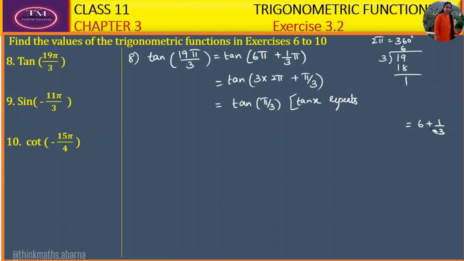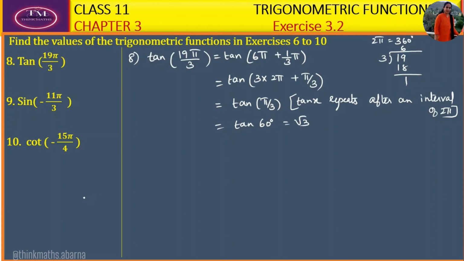Let me erase this. Tan x repeats after an interval of 2 pi. So what is tan pi by 3? Tan pi by 3 is nothing but tan 60 degree. Tan 60 degree is root 3. So for the 8th one, the answer is root 3.